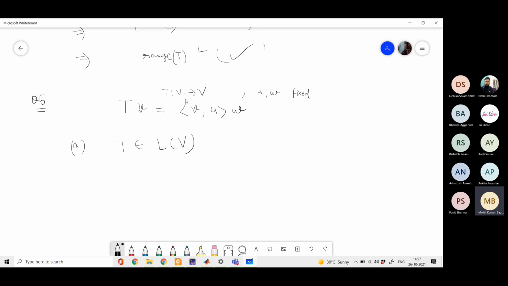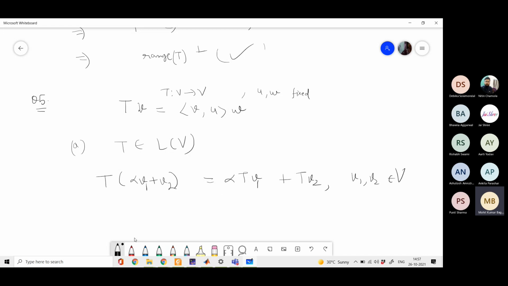So T is not given linear. You have to show that T is linear. So is it easy? For a linear operator, this is what you need to ensure, right? I should not use this W because this W is given. So I will use this V1 and this V2.